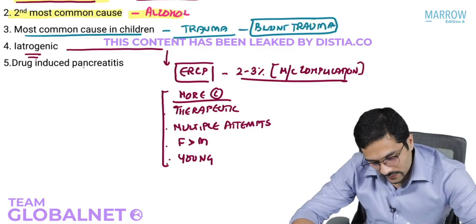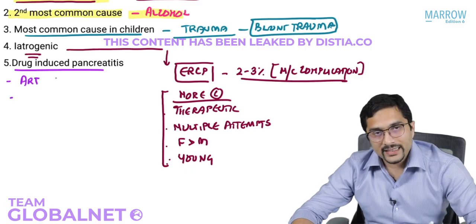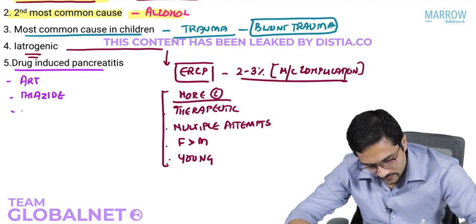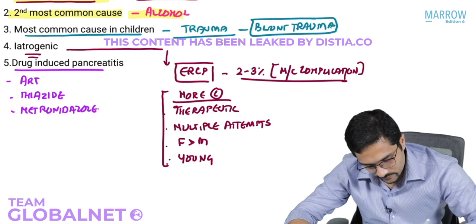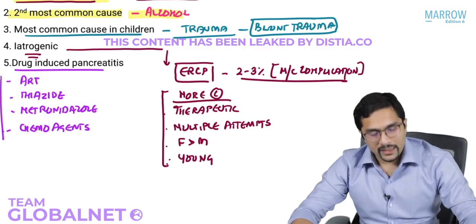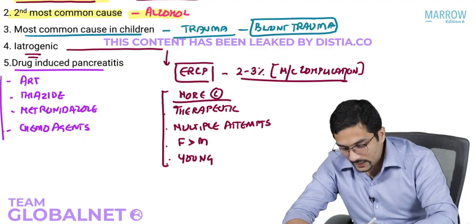Drug-induced pancreatitis: the drugs which can give rise to pancreatitis are antiretroviral drugs, thiazide diuretics, metronidazole, and chemotherapeutic agents. Chemo agents can also predispose to pancreatitis. So these are some of the drugs which can give rise to pancreatitis as well.